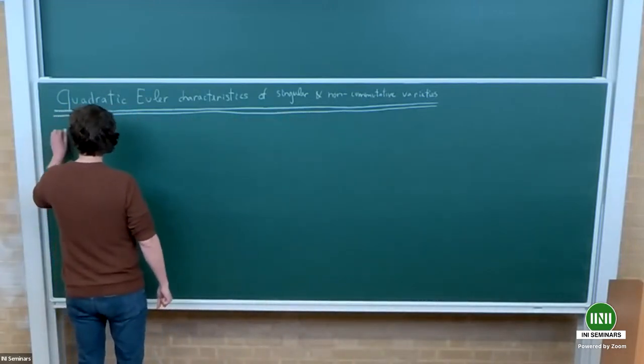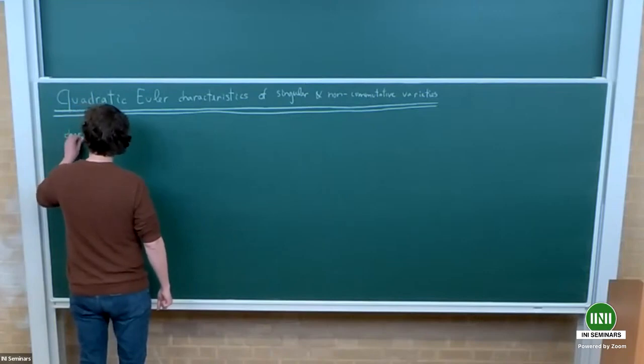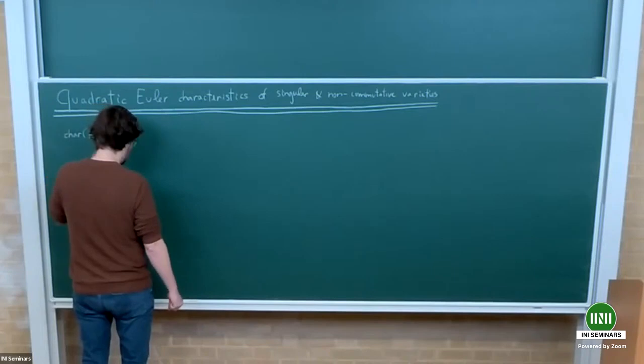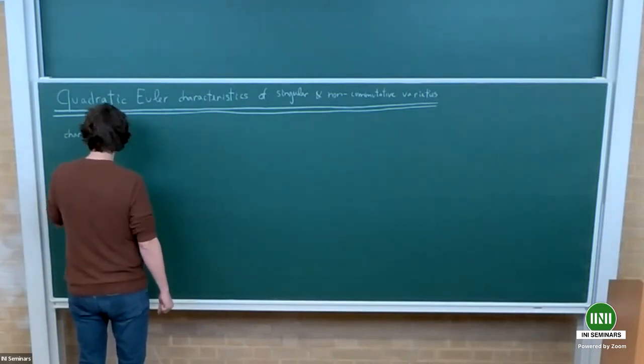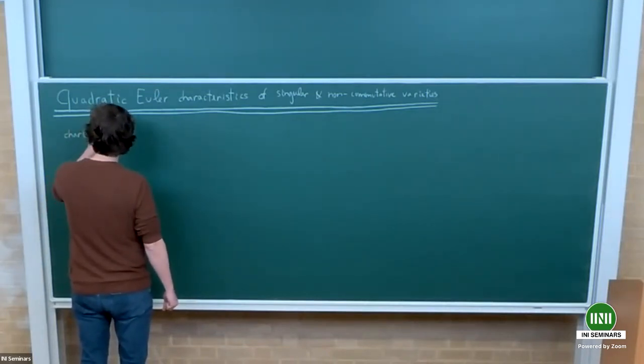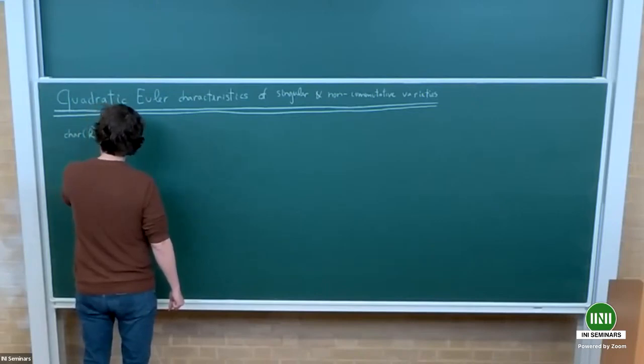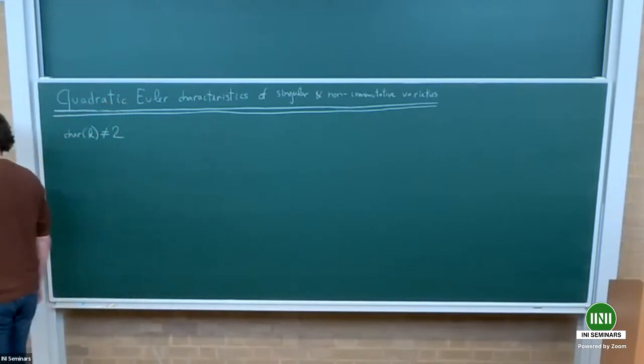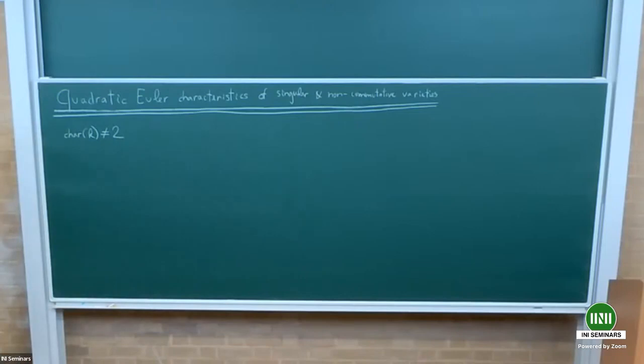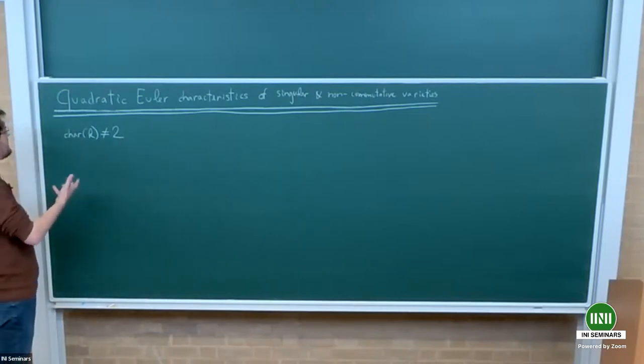So maybe the first sign that this is a bit outside of the topic is I'm going to fix a base field K, and I'm not going to assume that it's algebraically closed, and certainly not that it's the complex numbers. The only restriction that I'm going to make is the characteristic of K is not 2. So why do I do this?